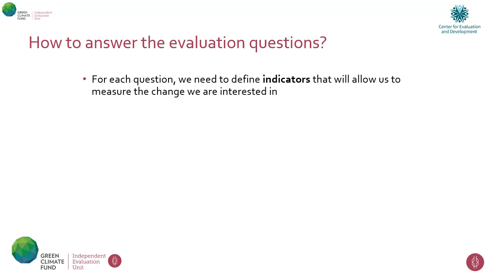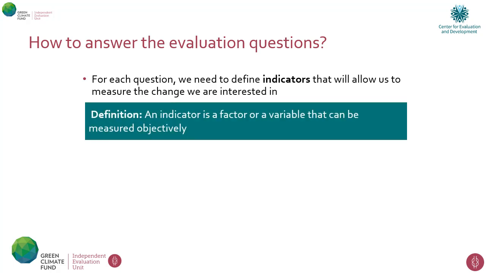So far, we discussed how to define the evaluation questions of your project. Now, we are interested in how to answer these questions, and this is what indicators are here for. For each question, we need to define indicators that will allow you to measure the change you are interested in. So in case you are not clear with its definition, an indicator is a factor or a variable that can be measured objectively. Let's take an example.